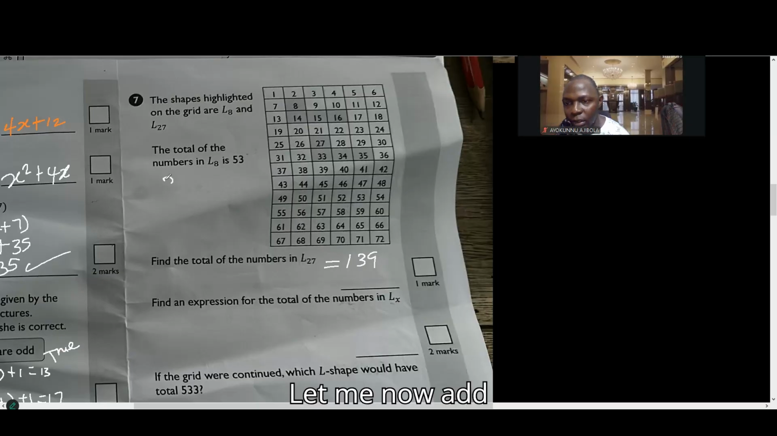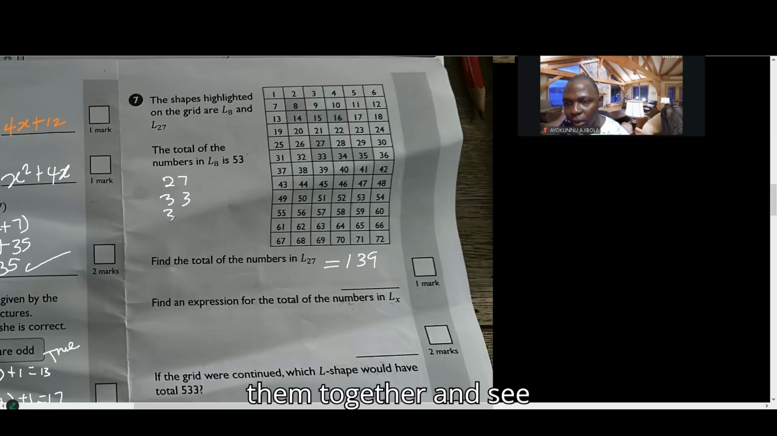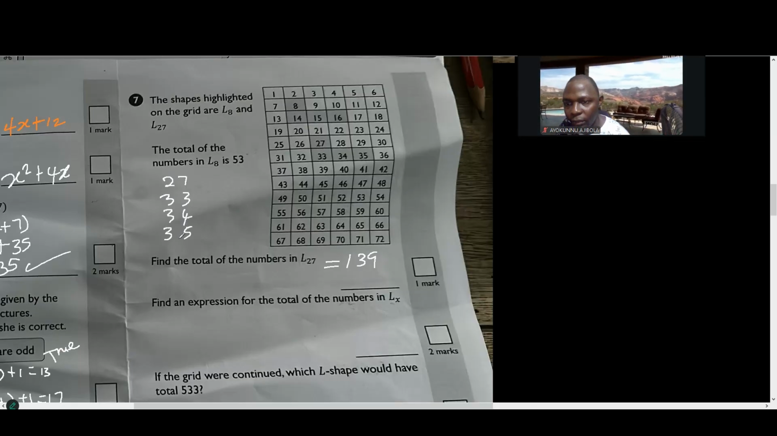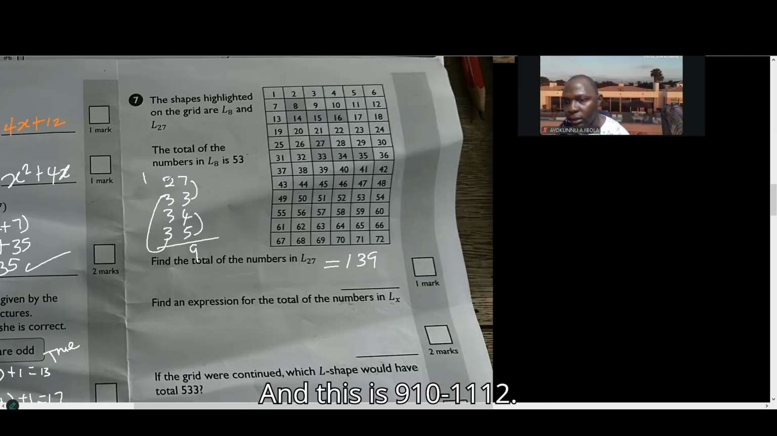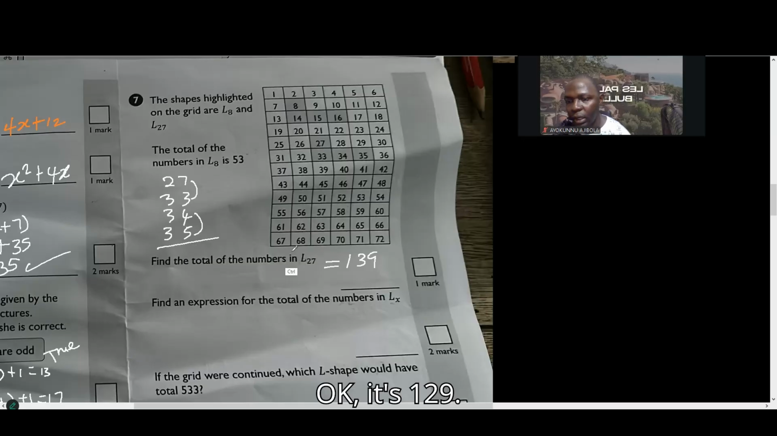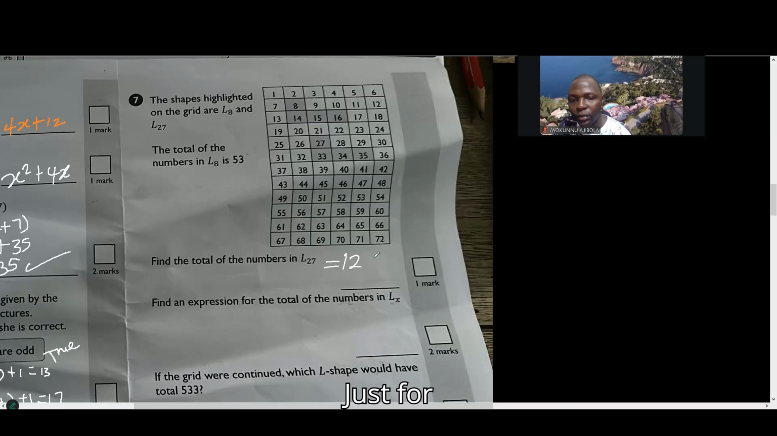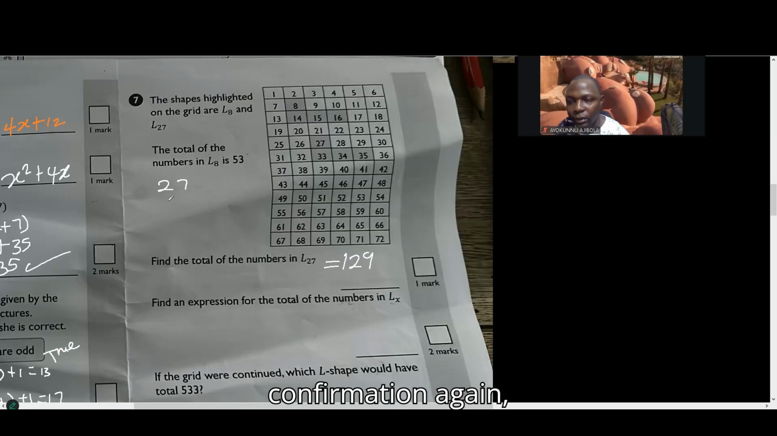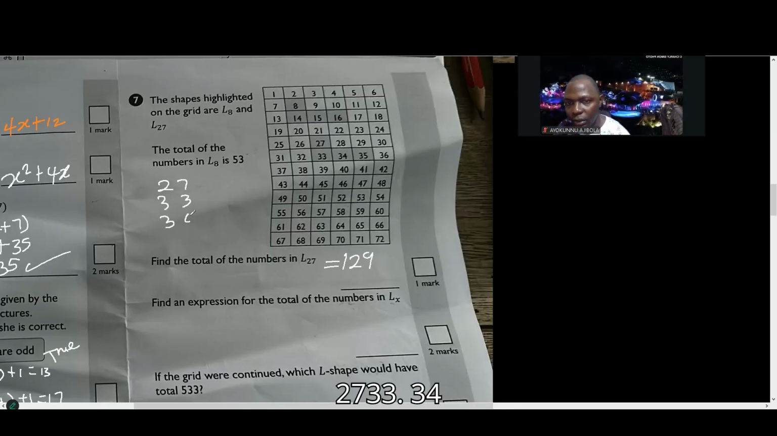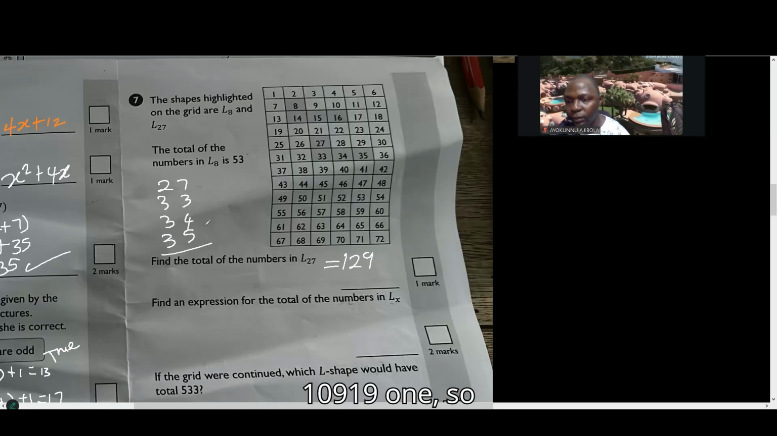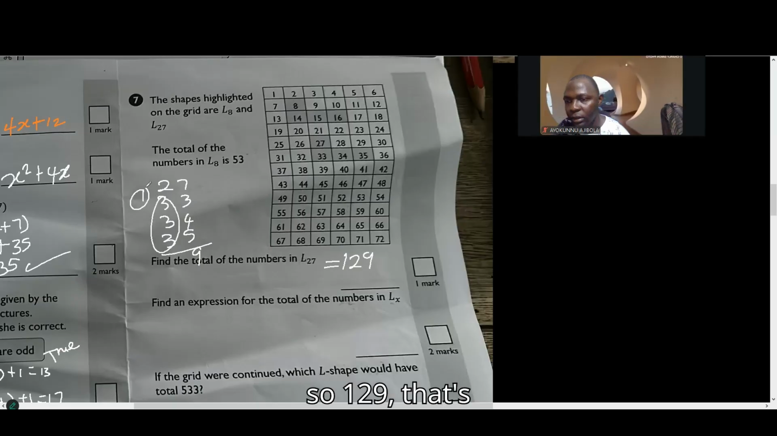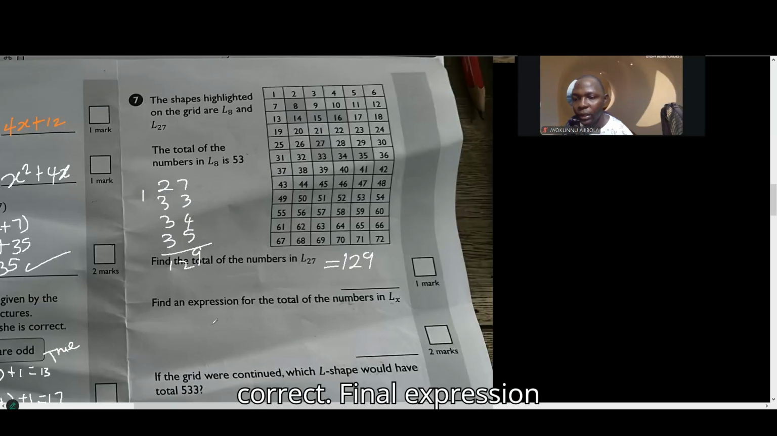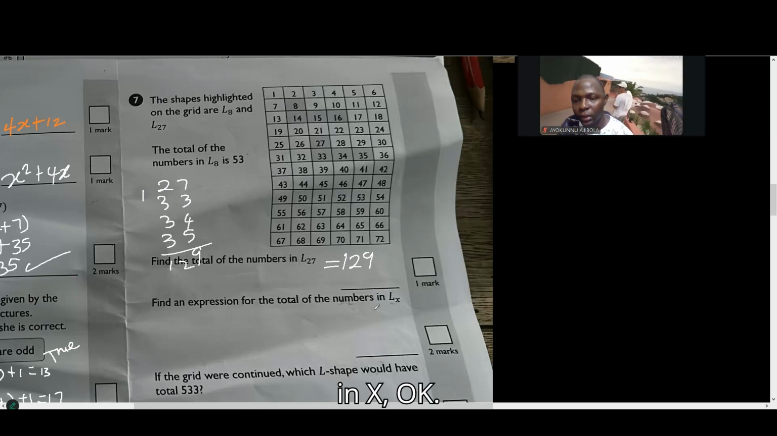Let me now add them together and see: 27, 33, 34, and 35. This is 10, this is 9, that's 19. And this is 9, 10, 11, 12. Okay, it's 129. Just for confirmation, again 27, 33, 34, and 35. 10, 9, 19. So this is 9, 10, 12. So 129. That's correct.